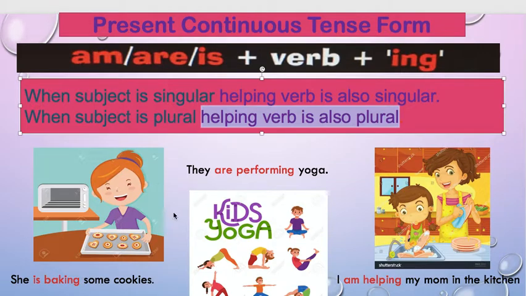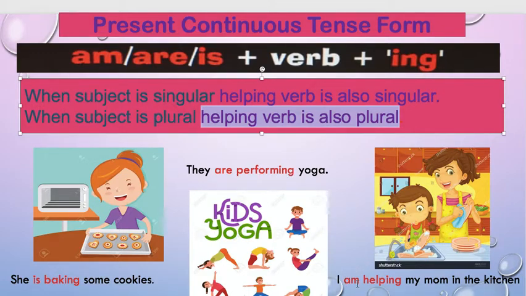Okay. Next, they are performing yoga. So what is the verb here? Are performing. Are is the helping verb and performing is the main verb. Perform is the base form of the verb. So we are adding ing to it. Got it, students? Here also we are adding ing to the base form of the verb.